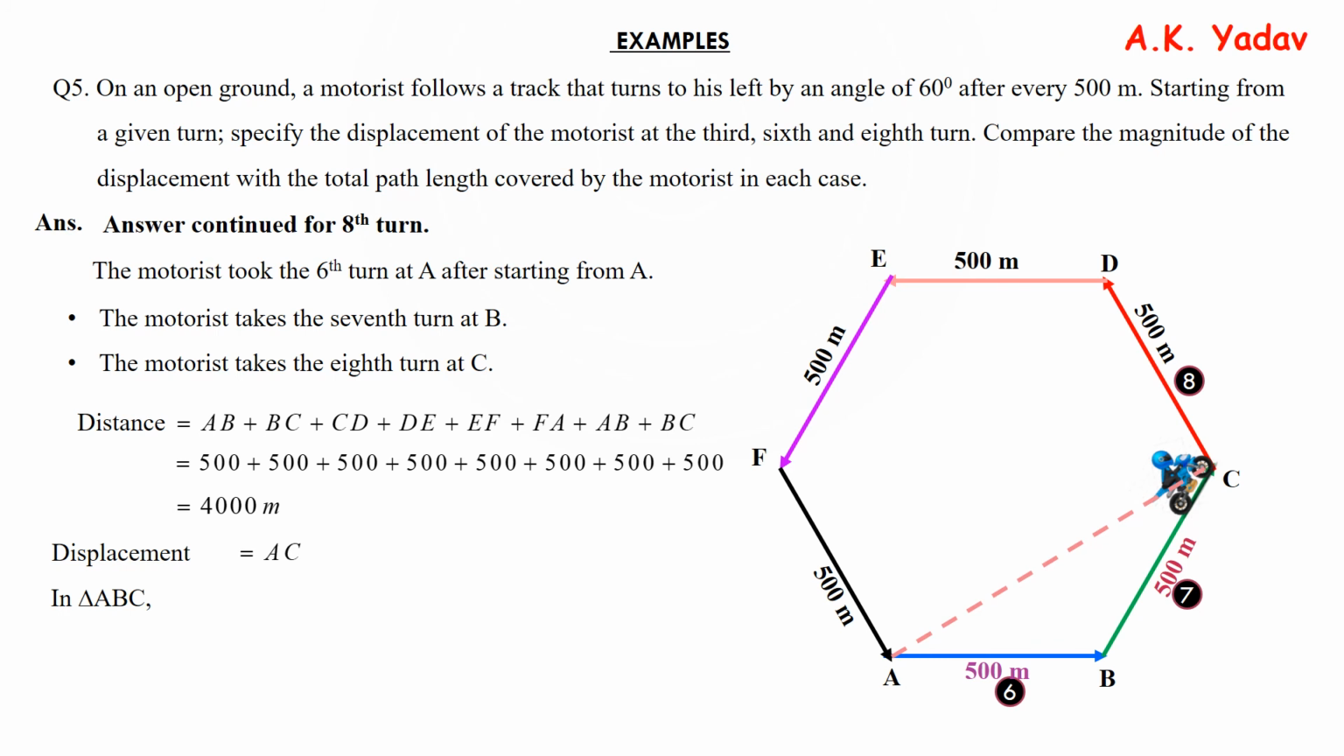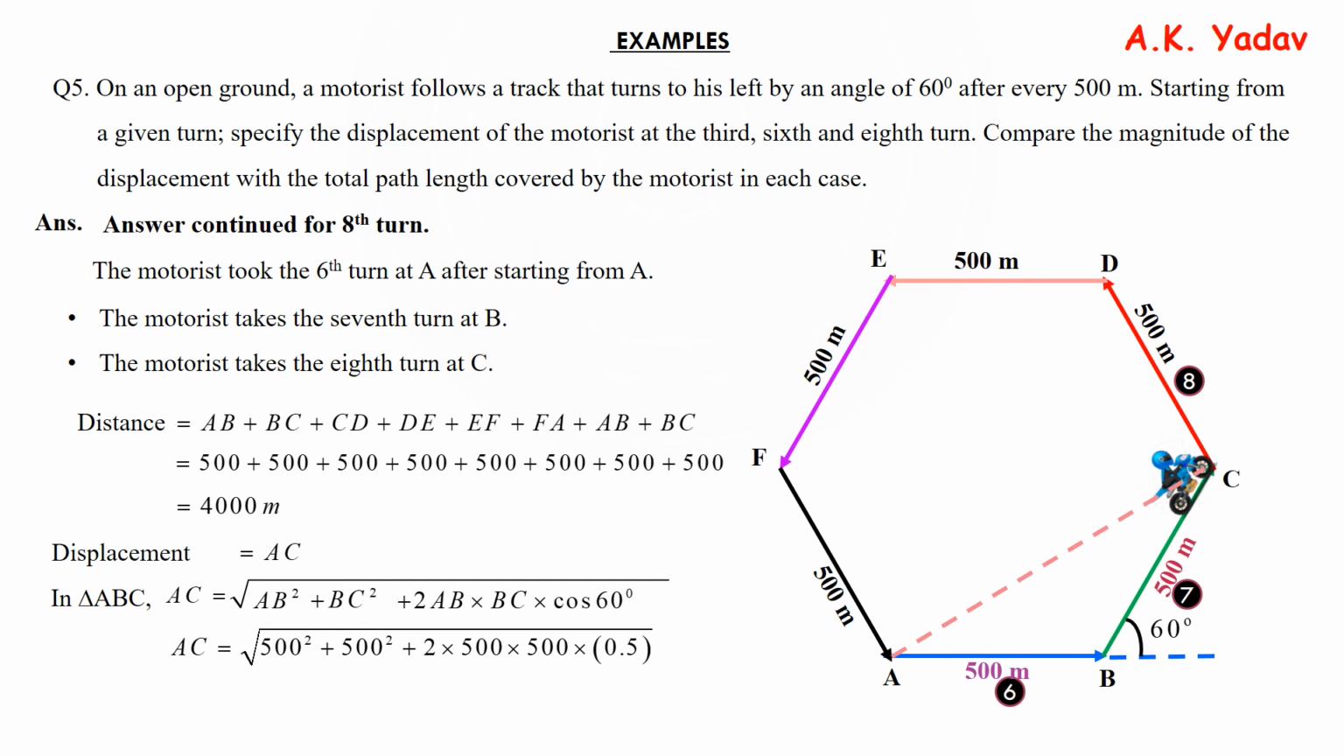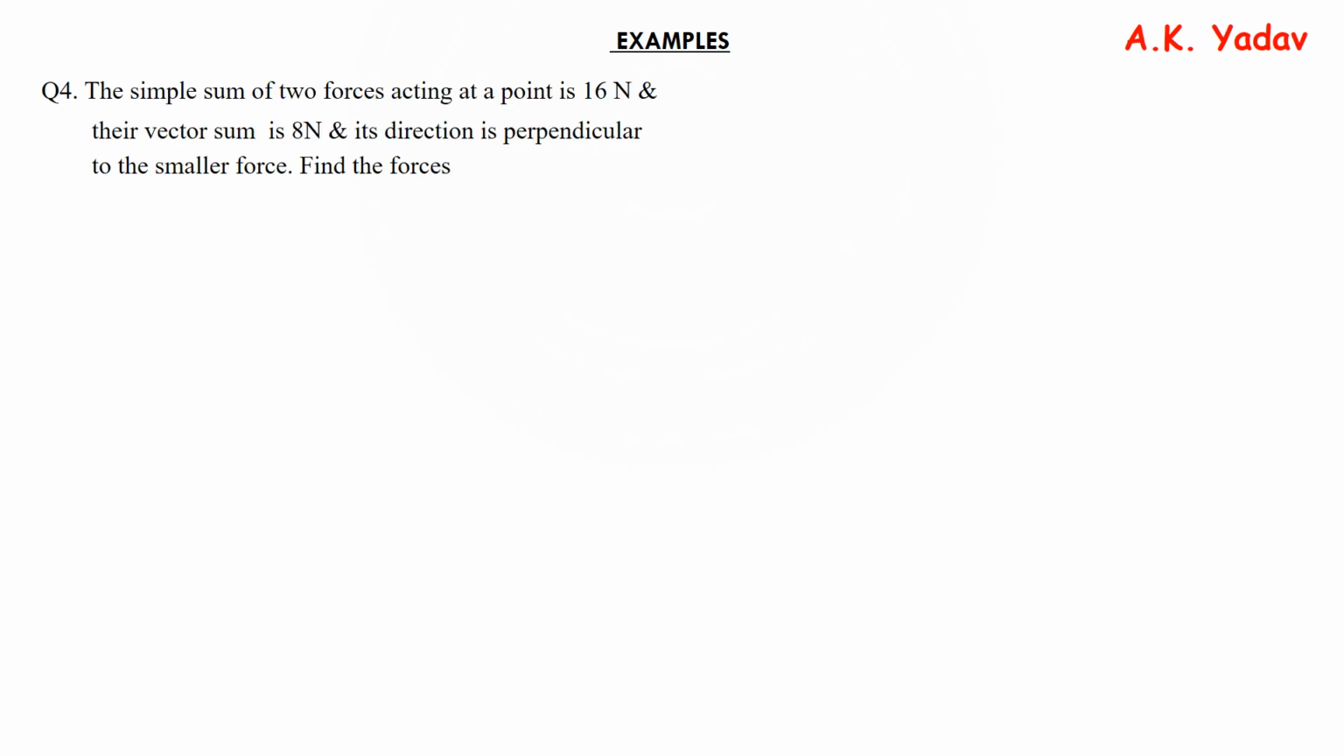So in triangle ABC, this was the angle 60, so AC is equal to the square root of AB square plus BC square plus 2 AB BC cos 60, that is the square root of 500 square plus 500 square plus 2 into 500 into 500 into 0.5, which gives AC equals 500 root 3 or 866.03 meters. Let's do question number 4.